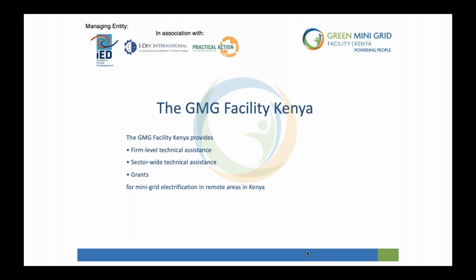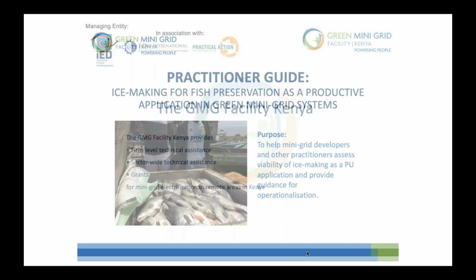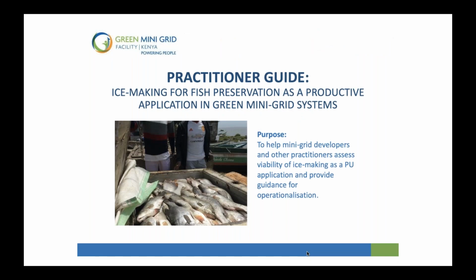So the Green Mini Grid facility is funded by DFID and by AFD, and it was set up in 2017. The facility provides technical assistance to individual companies, it provides technical assistance to the broader sector, and it provides grant funding. And the purpose of the facility is to support mini-grid electrification in remote Kenya. So at Practical Action, we're part of the managing entity of this facility, and we do a lot of work around productive uses.